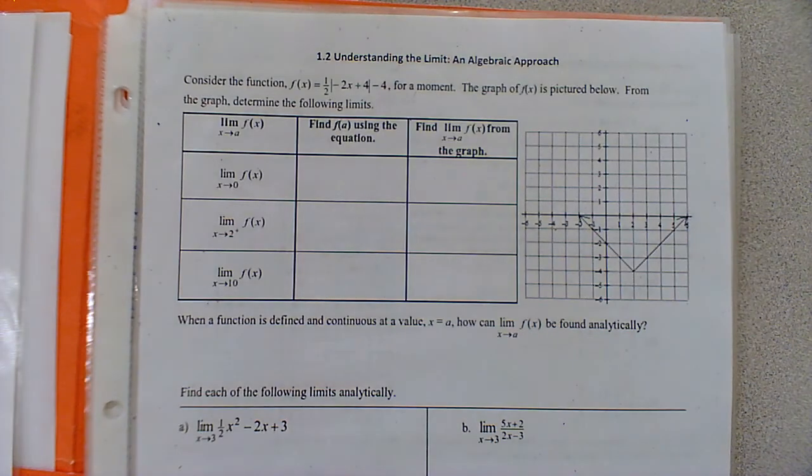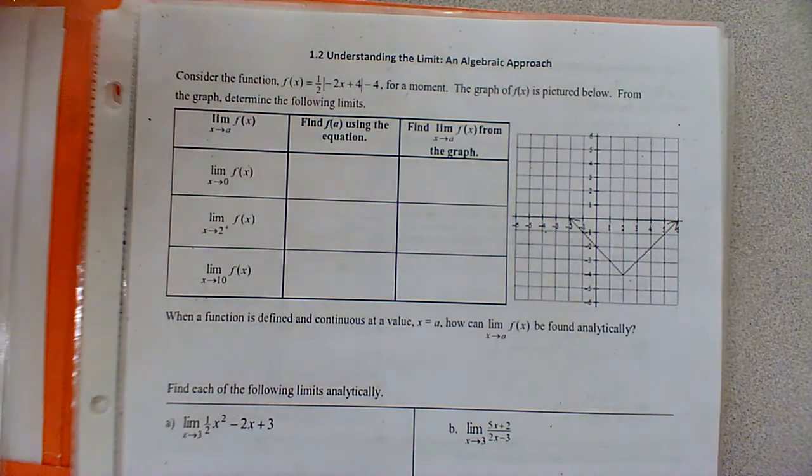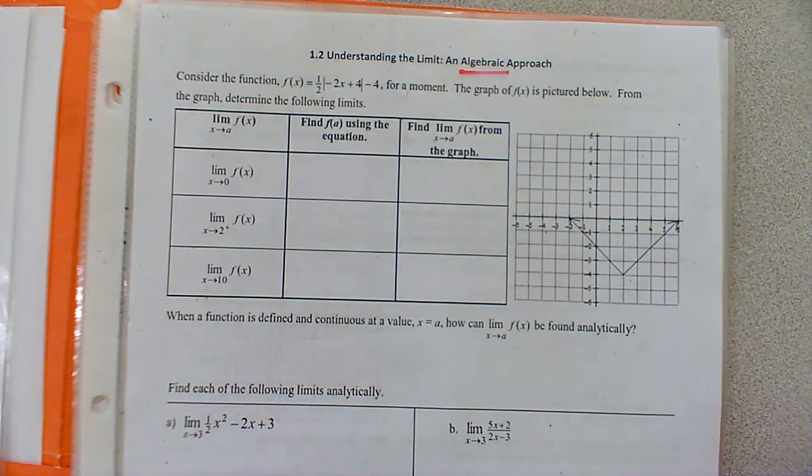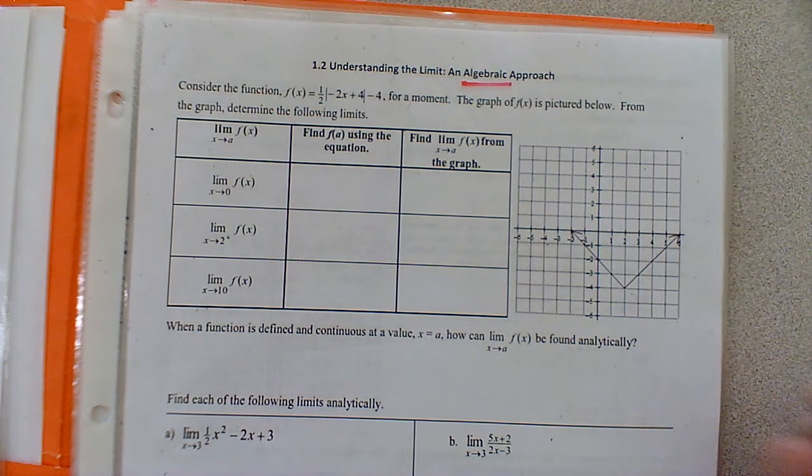So let's go ahead and get started on our next section on page 25, continuing to talk about limits, but this time we're going to take an algebraic approach, meaning by hand. So we're not necessarily looking at limits on a table or a graph anymore. We're going to try to figure out what a limit is by just looking at an equation. Okay, we're going to figure it out by hand.